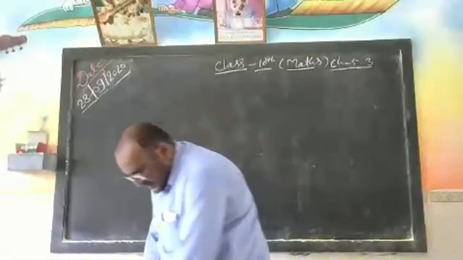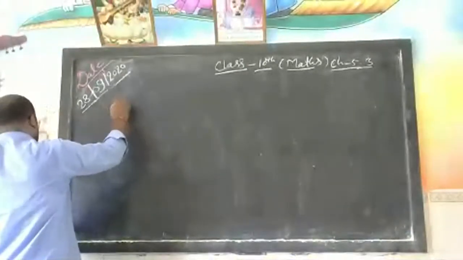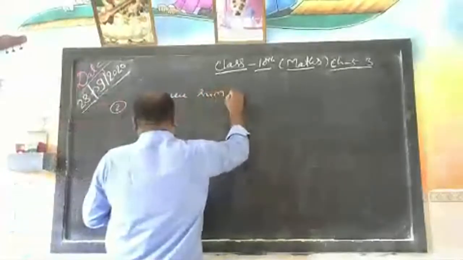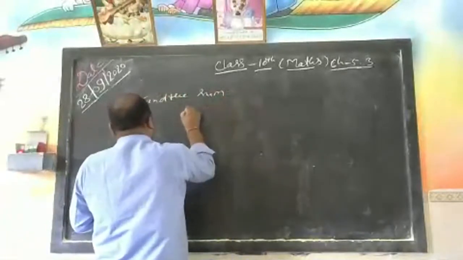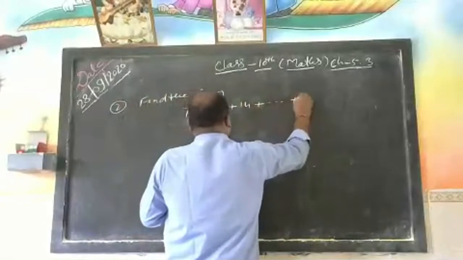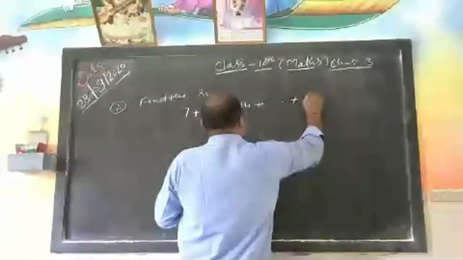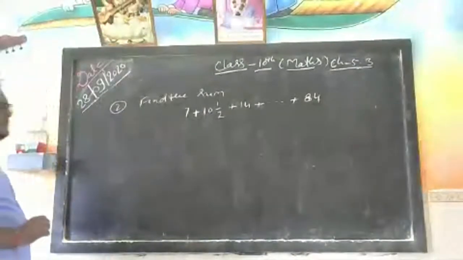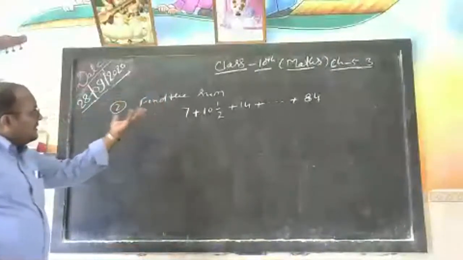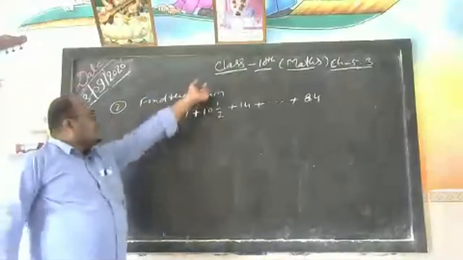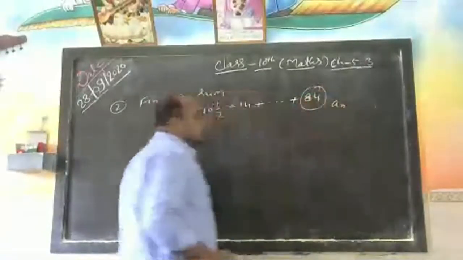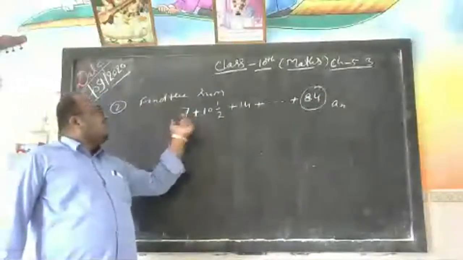Let's see. Question number 2 is given here. Find the sum: 7 plus 10 and a half plus 14 plus up to 84. In this arithmetic progression, you want to find the sum, and here you have a and the last term, an, is 84. But you don't know how many terms are between 7 and 84.